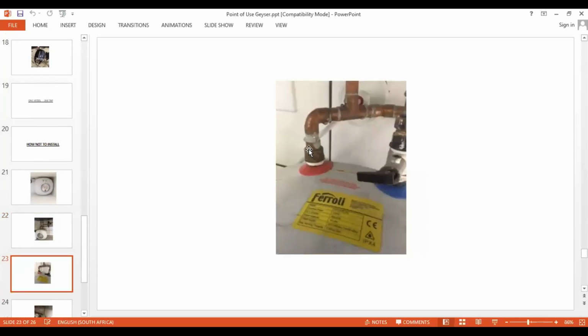There you have it. So on the hot water, how do you get this off? How do you remove the vessel if you need to replace it? You can't.